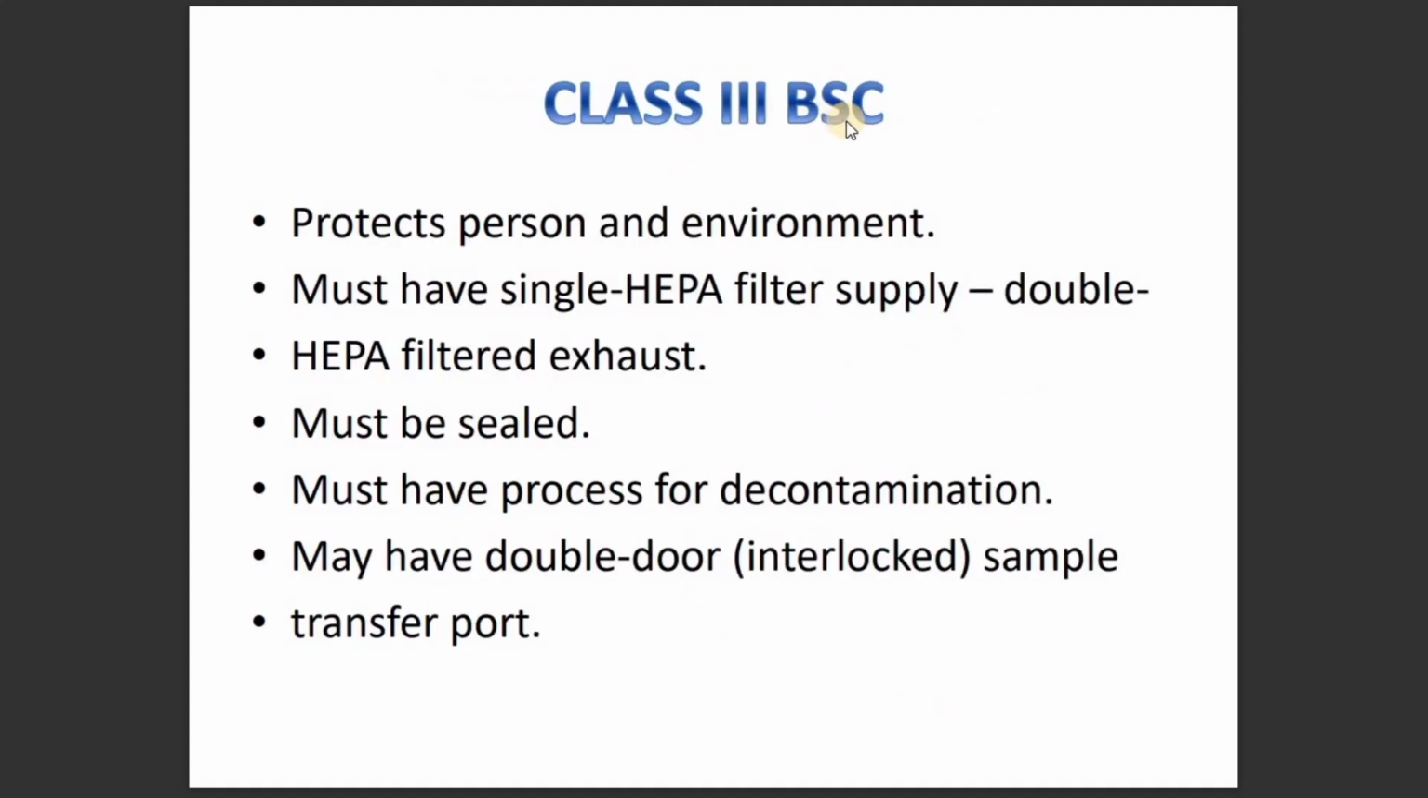Class 3 biosafety cabinet. It protects person and environment. It must have a single HEPA filter supply and double HEPA filter exhaust. It must be sealed, must have a process for decontamination, and may have a double door interlocked sample transfer port.